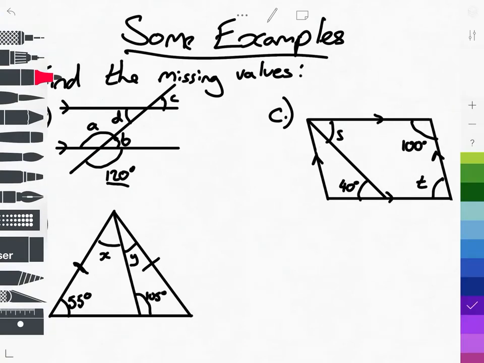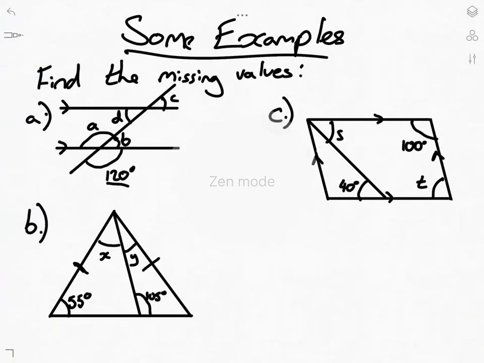So we'll start in blue or purple, I guess. Find the missing values here. So we have 120. We're going to go to A. How did I do that? It was opposite, and opposite angles are equal. So in the exam, you'd write A equals 120 because opposite angles are equal.